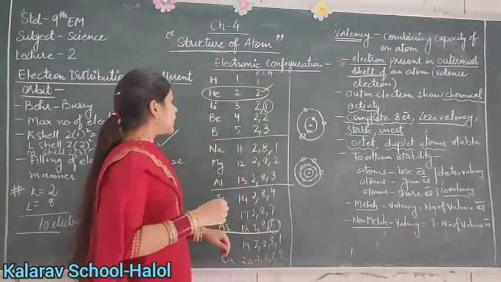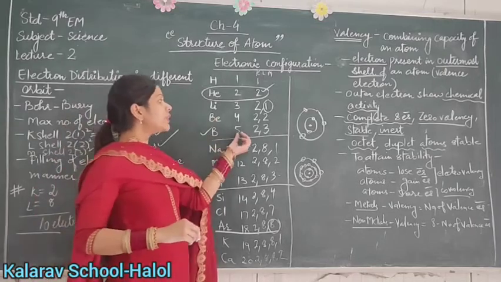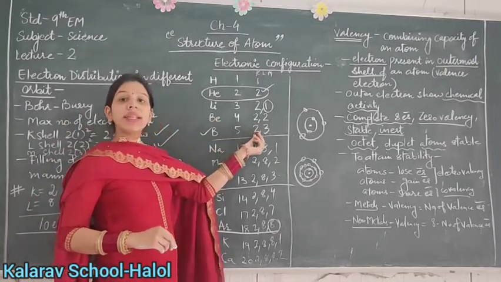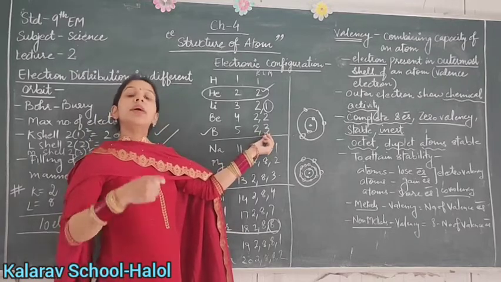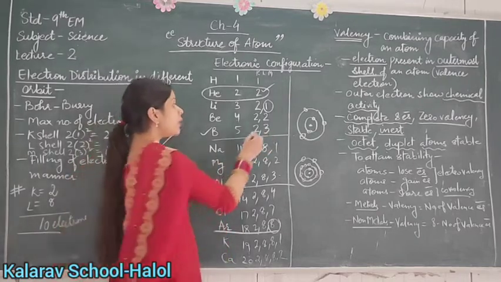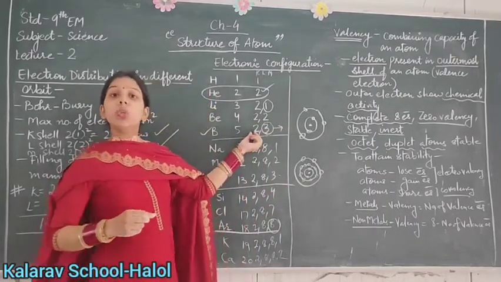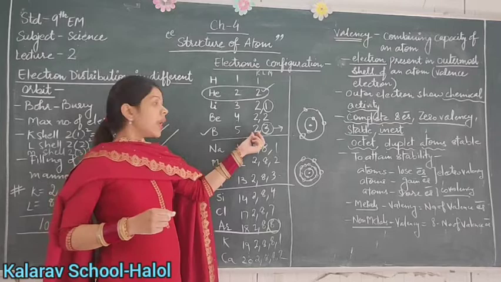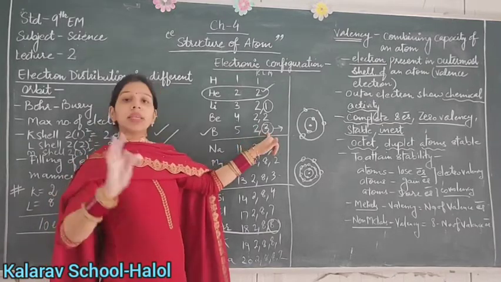Let us see, for example, boron. Boron has electronic configuration 2, 3. Boron is treated as a metal here. So it can lose its 3 electrons so that it can attain the duplet in the K shell. So it loses 3 electrons.